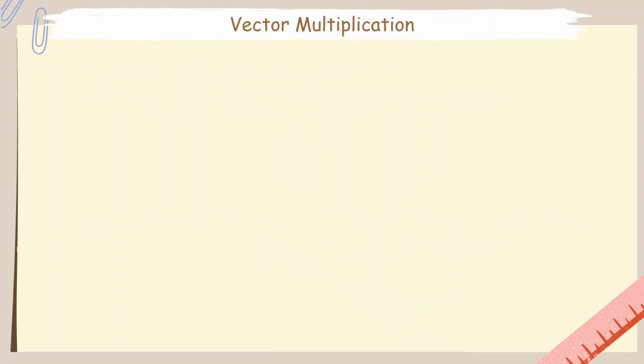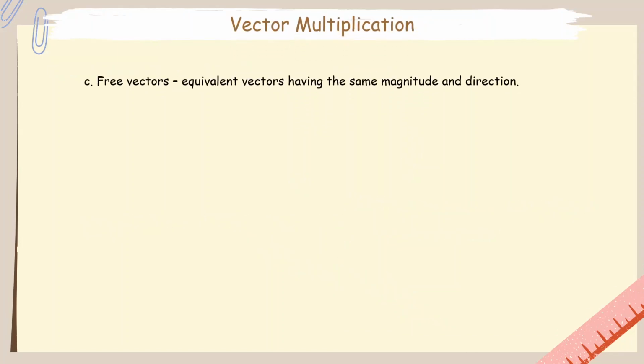Okay, next, we have the free vectors. So, free vectors, if they only have the same magnitude and direction. So, vector A and vector B both are free vectors because they have the same magnitude and direction only. So, not the same point of application and not the same line of action.